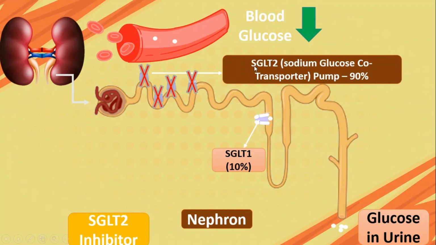In summary, SGLT2 inhibitors like dapagliflozin, canagliflozin, empagliflozin go and block the SGLT2 pump, which is responsible for 90% reabsorption of glucose, so that glucose, rather than entering into the blood, passes through the nephron and is excreted in the form of urine, so the blood glucose level does not rise and it decreases.